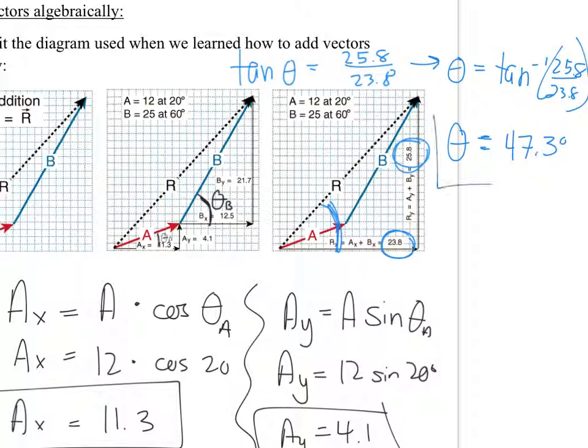47.3. Ellie, good? Okay. Questions on this example here that we went over together? Frankie, you looking at your question?